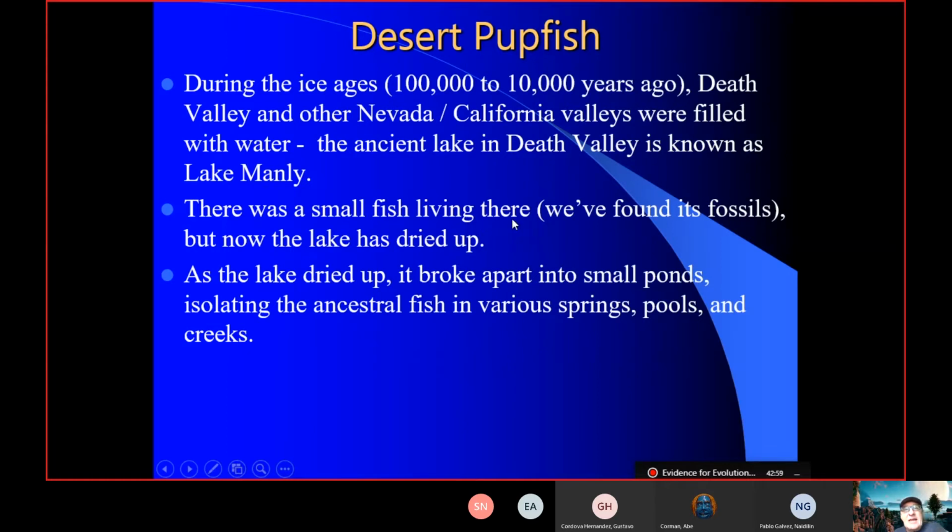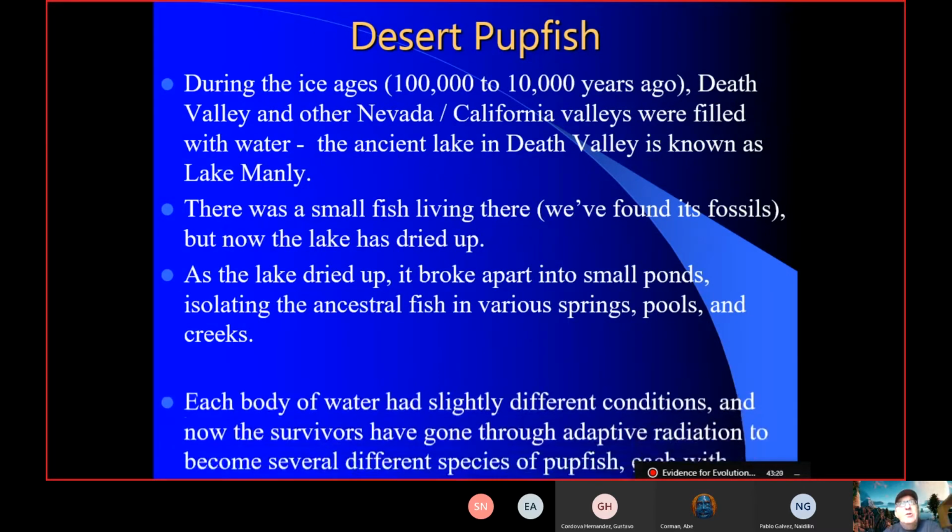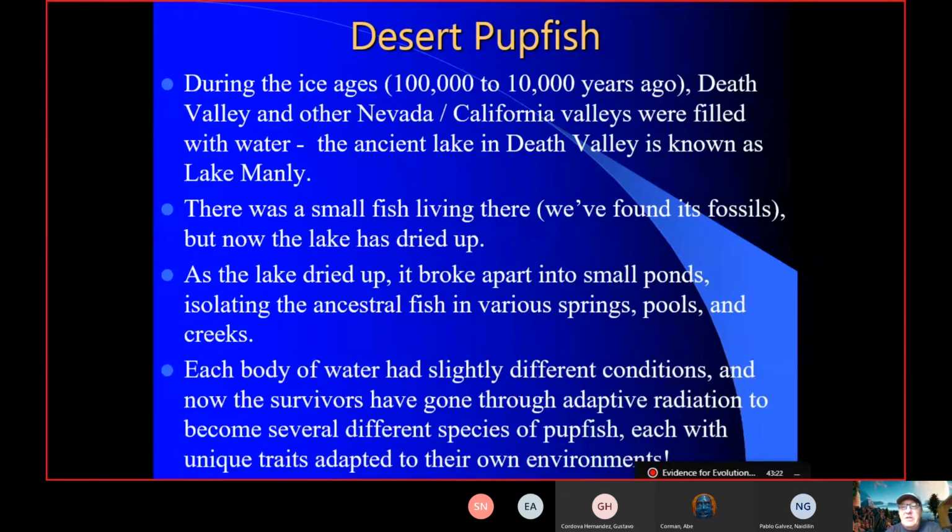would either end up dying as the lake dried up, or they'd end up retreating into these small ponds and pools and creeks. But the thing is, these ponds and pools are not connected with one another today. They're separate. They've been separated from one another for about 10,000 years. And each one of those little bodies of water had slightly different conditions. And at this point, the survivors have evolved differently. So they're all separated. They're isolated from one another.